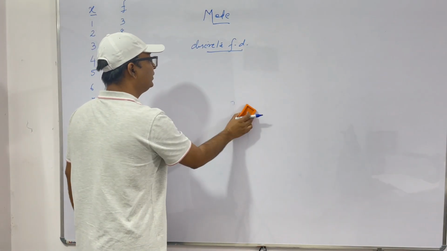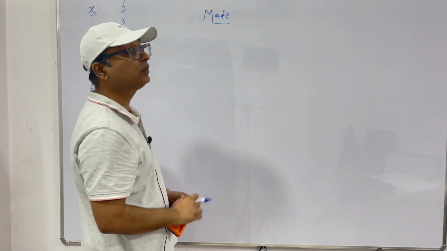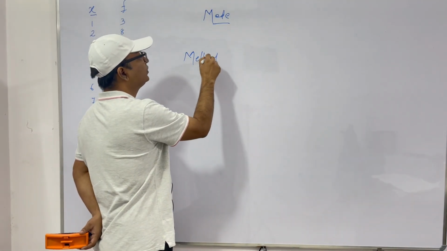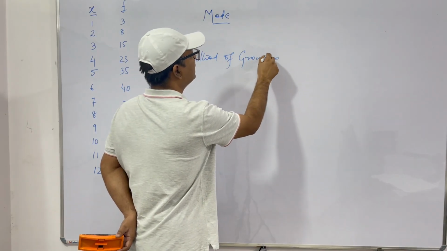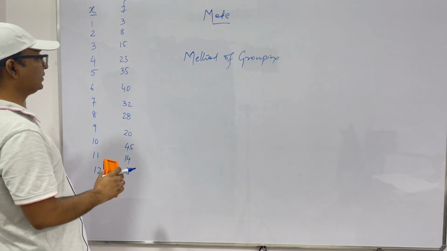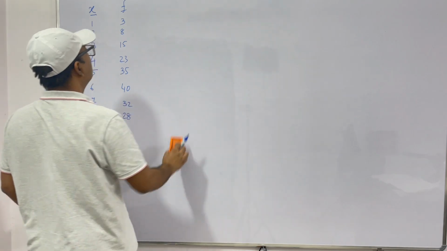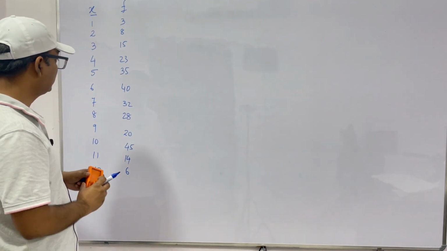Then what do we do? We employ a method called method of grouping. I'm writing it. We use this method to find the mode. How? Let's see. We have this example. We'll understand the method of grouping by solving this example, by finding the mode of this example.